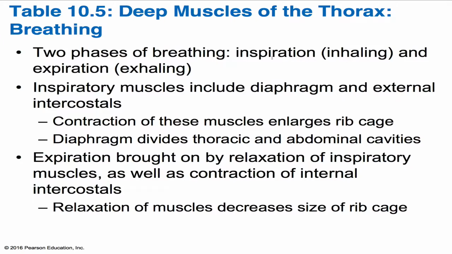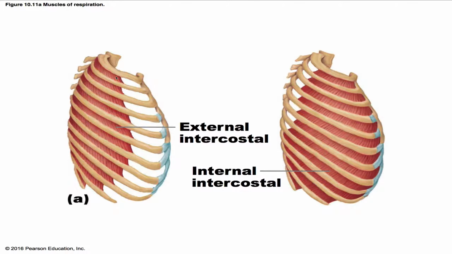abdominal pelvic cavity. And here we have illustrations of the external intercostals and the internal intercostals. You can see that the origin is the inferior border of the rib above, and the insertion is the superior border of the rib below. Both these external and internal intercostals are innervated by the intercostal nerves. Your diaphragm is innervated by the phrenic nerve. It's a common test question you'll see over and over again on the exams, so keep that in mind.